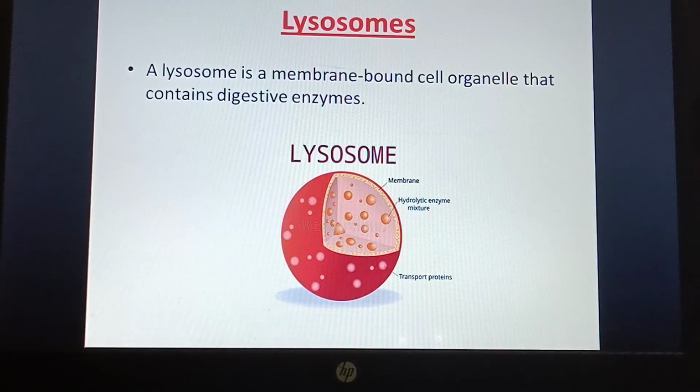So today we have learnt the three cell organelles, that is the endoplasmic reticulum, Golgi apparatus, lysosomes.